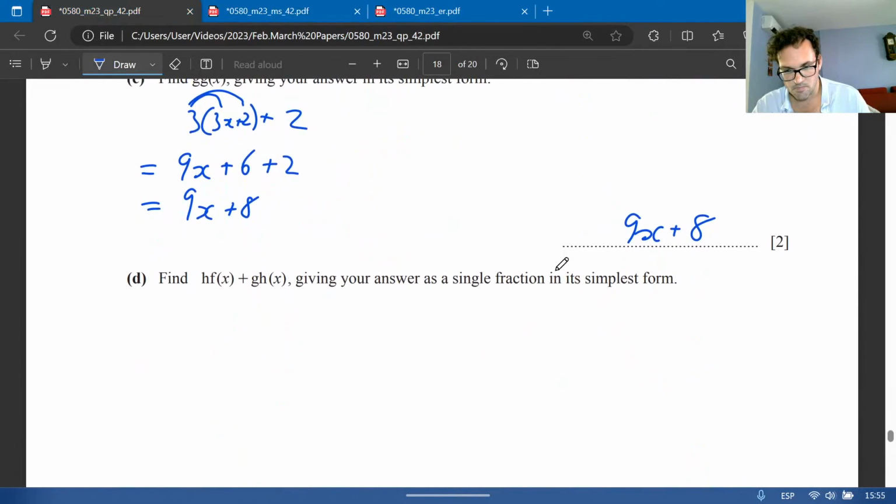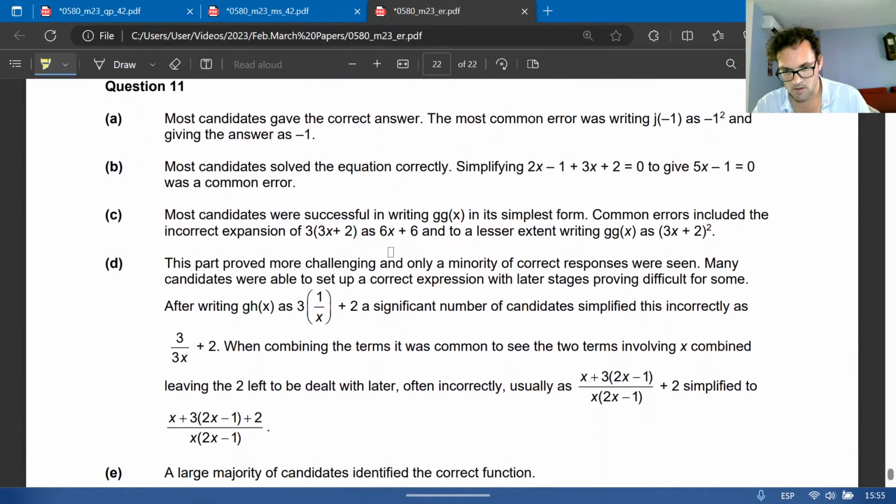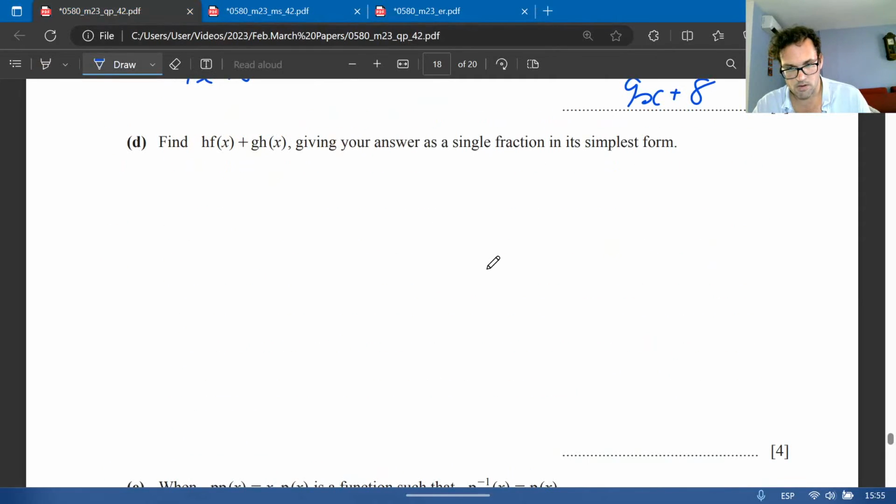Reading in the answers. Okay. Bam, here comes D. What do they say about D? Again, more challenging. Okay, we can do it. We can sort it. We'll do it.